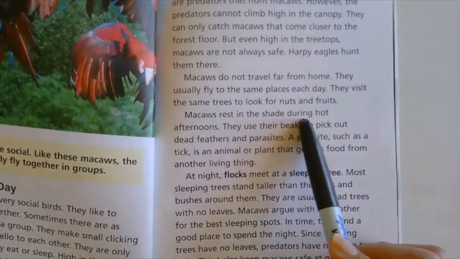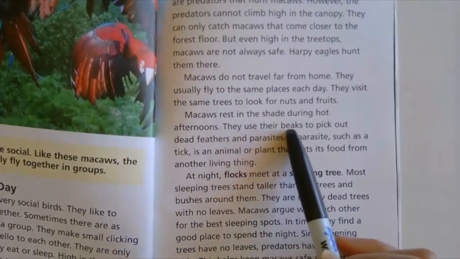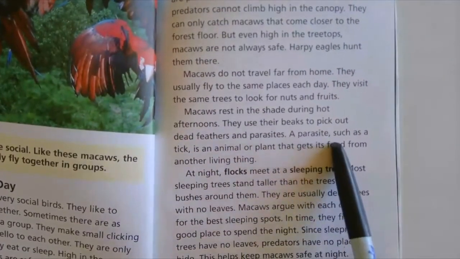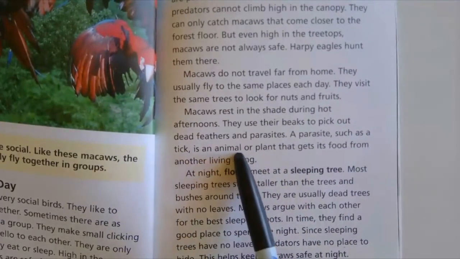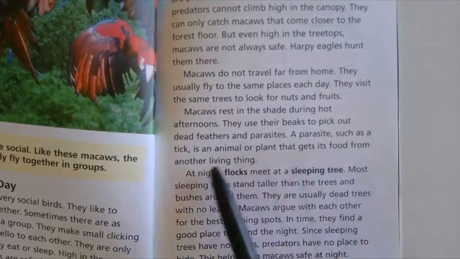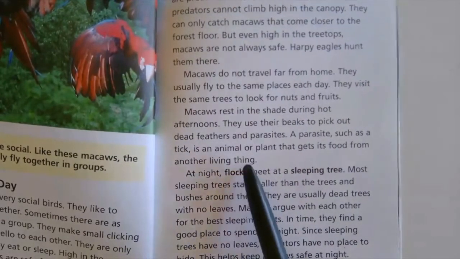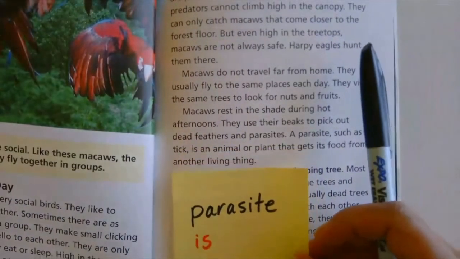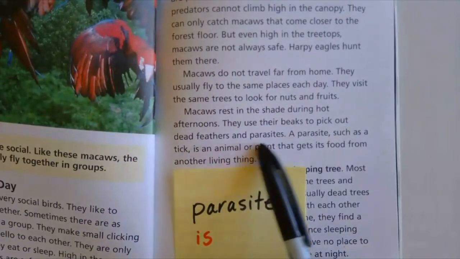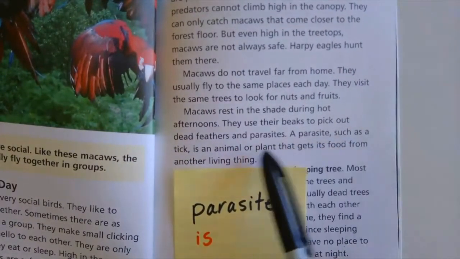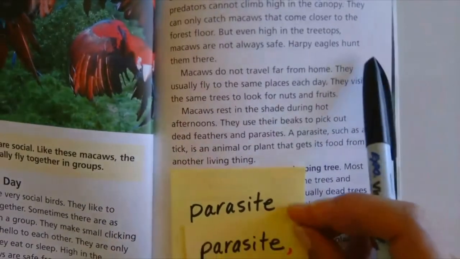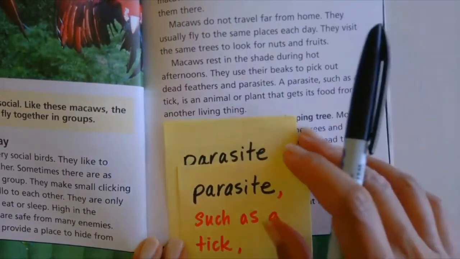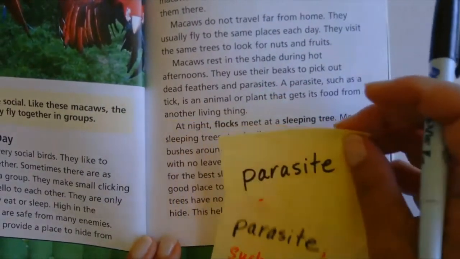Macaws rest in the shade during hot afternoons. They use their beaks to pick out dead feathers and parasites. A parasite, such as a tick, is an animal or plant that gets its food from another living thing. Well, so here's another word that I'm wondering about, and it is parasite. What is a parasite? In this sentence right here, a parasite such as a tick is giving me an example of what a parasite is. Such as a parasite can be a tick. And that is an example of a parasite.